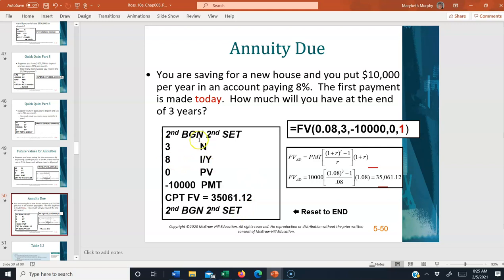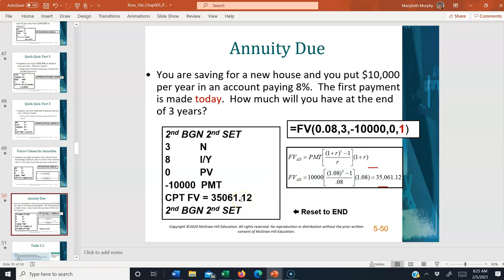N is equal to 3, so how much we'll have in 3 years. 8 is equal to the I/Y, the interest rate. The present value is 0. The payment is minus 10,000 because we're saving, so it's going out. We're going to compute the future value, and in the future, that $10,000 per year for 3 years will equal $35,061.12.